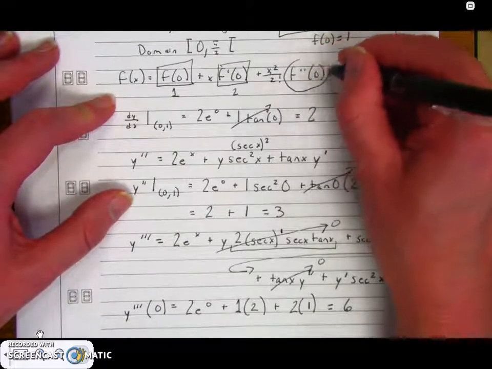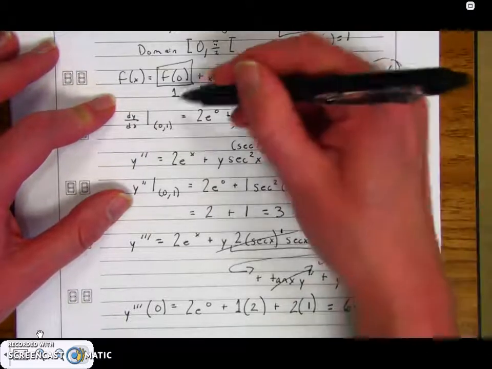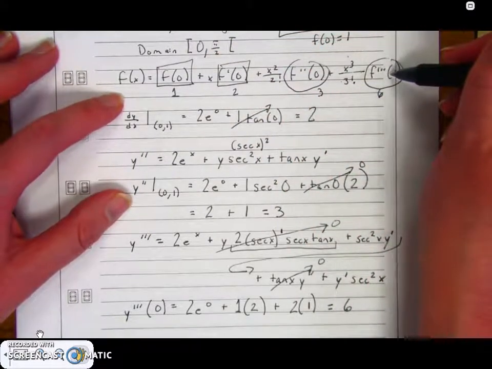So now if we go back up here, we figured out f double prime of 0 was 3, this part right here. We figured out f triple prime of 0 was 6. So this is my answer. I just need to simplify this.